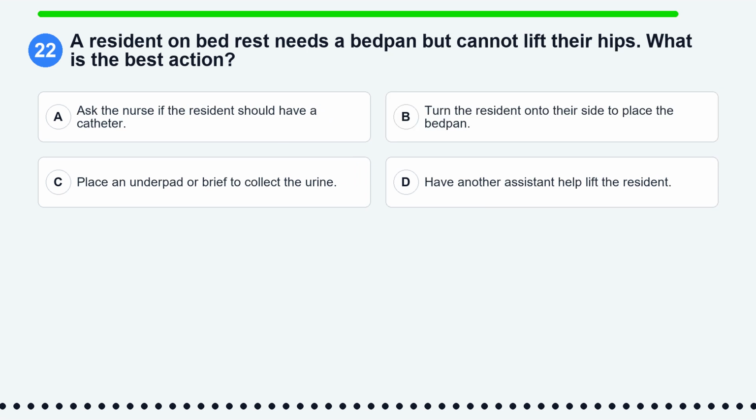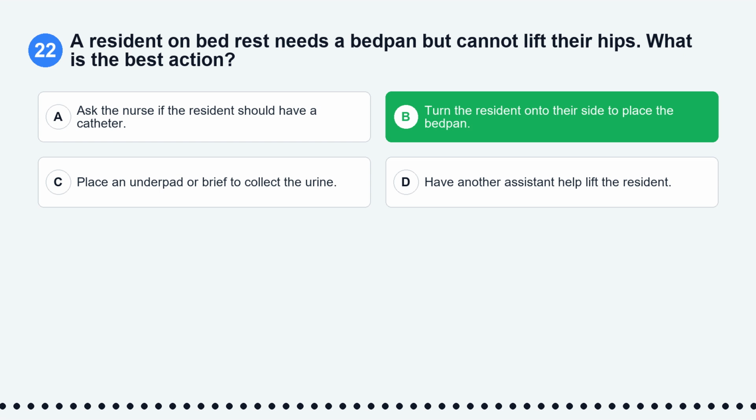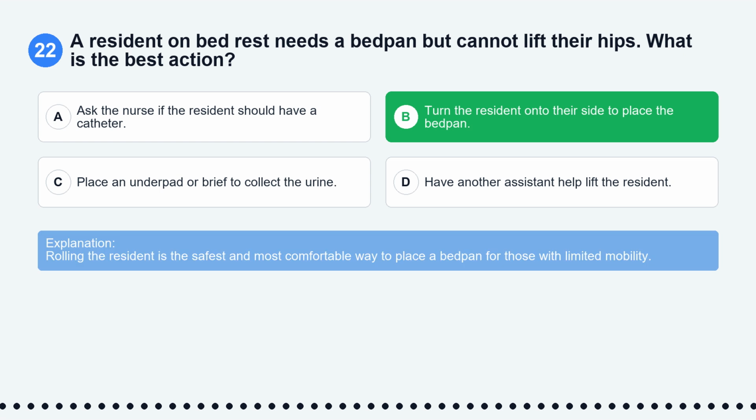Question 22. A resident on bed rest needs a bedpan but cannot lift their hips. What is the best action? Option A, ask the nurse if the resident should have a catheter. Option B, turn the resident onto their side to place the bedpan. Option C, place an underpad or brief to collect the urine. Option D, have another assistant help lift the resident. The correct answer is option B, turn the resident onto their side to place the bedpan. Rolling the resident is the safest and most comfortable way to place a bedpan for those with limited mobility.